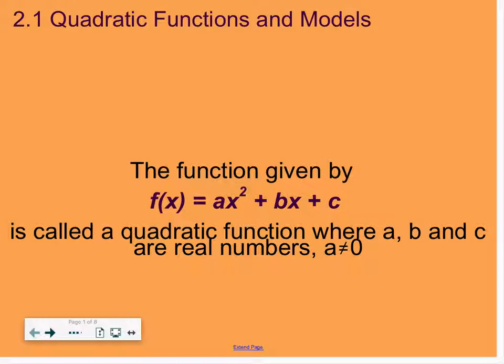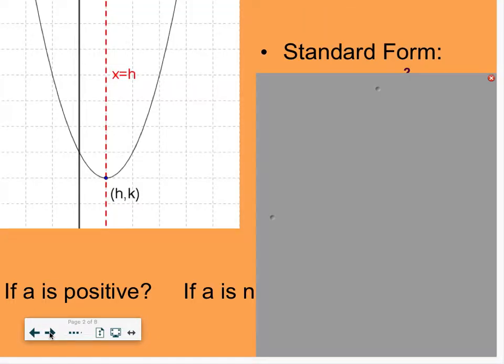This is probably the form that you're going to see most quadratics. But we're going to work today on what's called standard form. You know it to be vertex form. So what we're going to do today is take a quadratic that looks like this, ax squared plus bx plus c, and manipulate it algebraically until it's in vertex form, which is this. Does that look familiar?